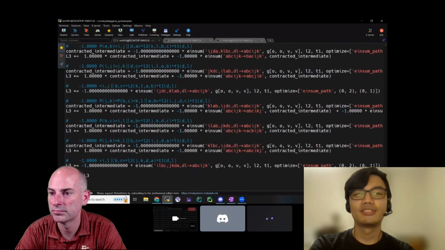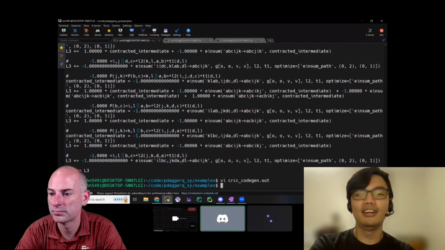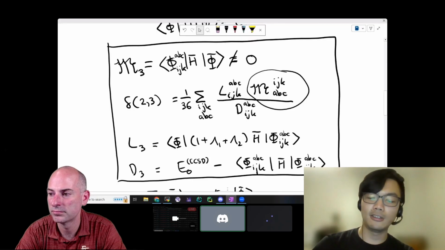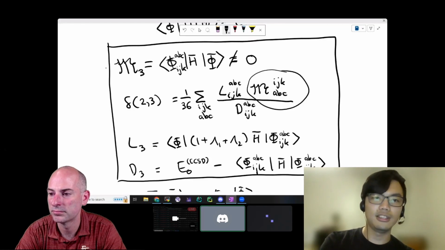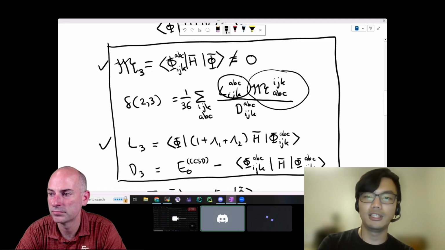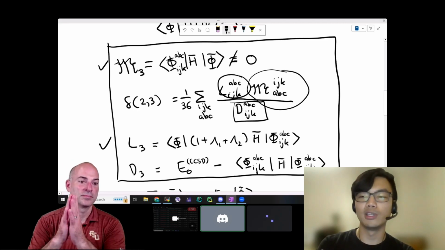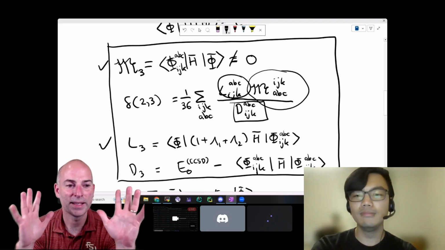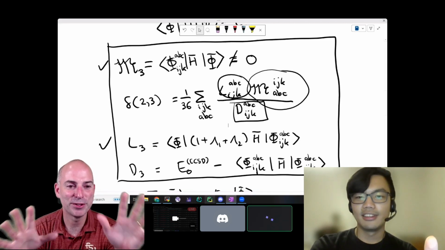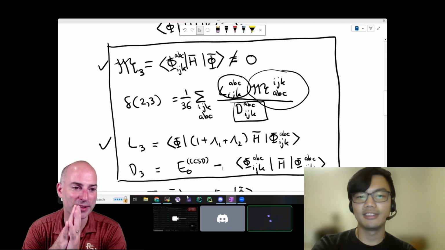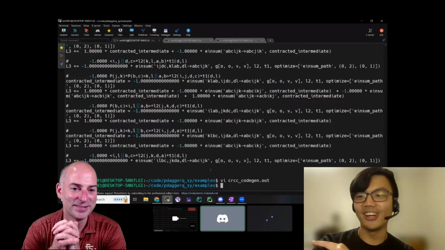All right. So now M3 and L3 are taken care of. So let's check this, check, and check. The last component we need is D, right? Here we see that we just need the energy, and then you subtract the diagonal elements of H bar between triply excited determinants. Can PDagger Q even do diagonal elements of a matrix like that? It cannot.